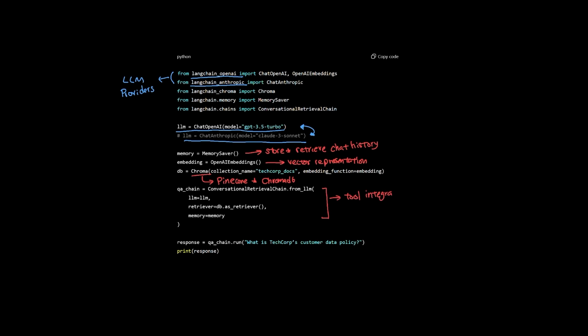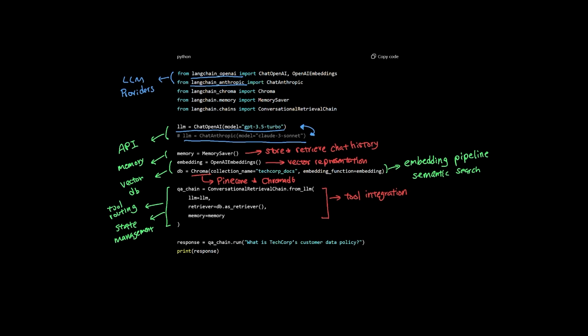Finally, tool integration allows the agent to access external systems. So if you need to query TechCorp's customer database, you can simply create a tool that the agent can call when it determines customer-specific information is needed. Without LangChain, you would need to build all of this infrastructure yourself: API management for multiple LLM providers, vector databases, SDKs, embedding pipelines, semantic search logic, state management, memory systems, and tool routing. The complexity grows exponentially.